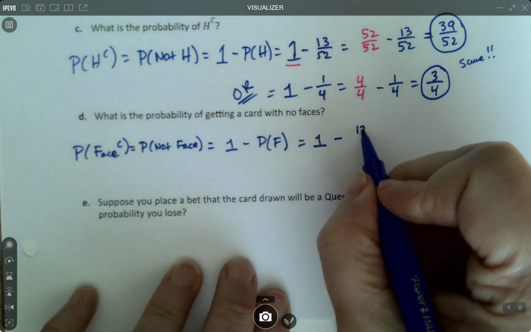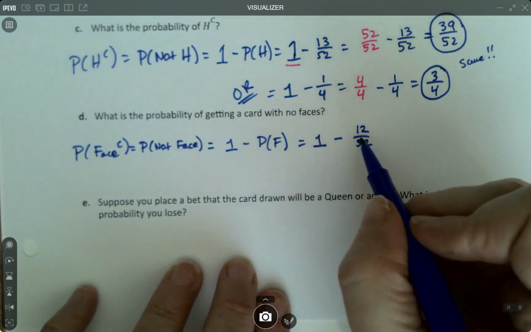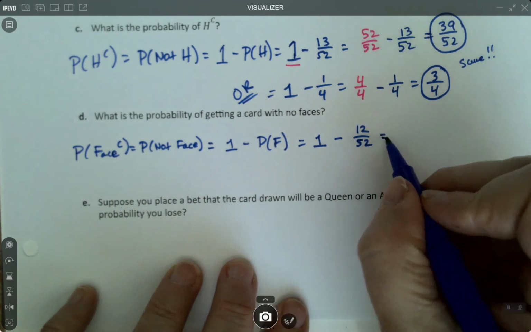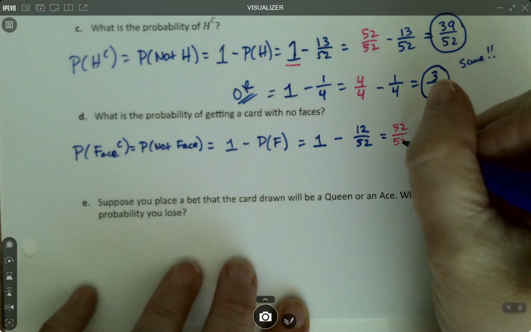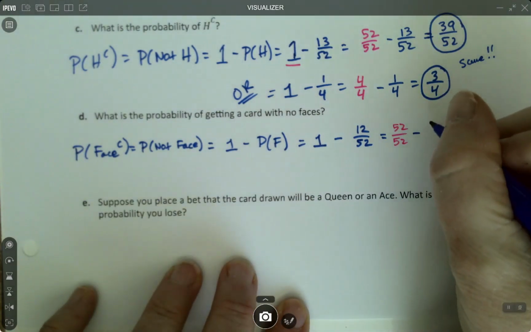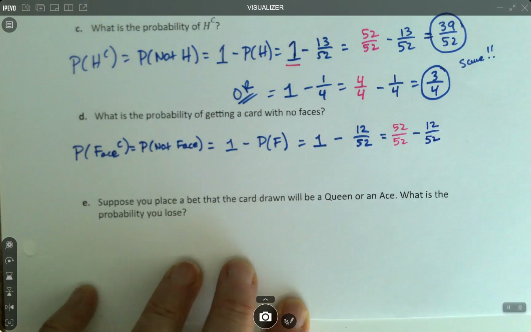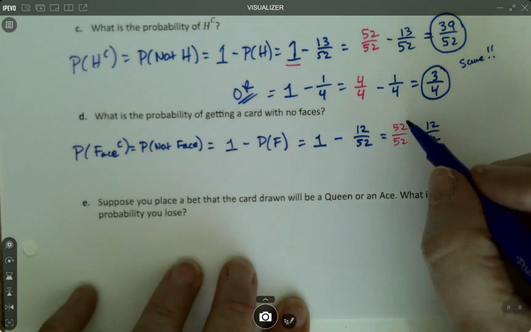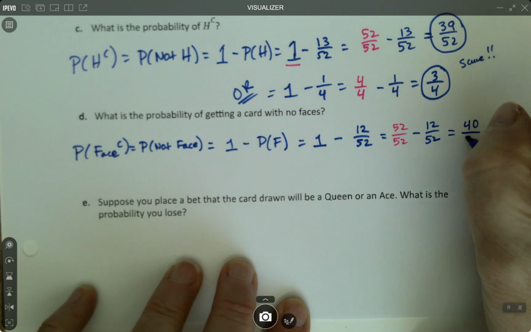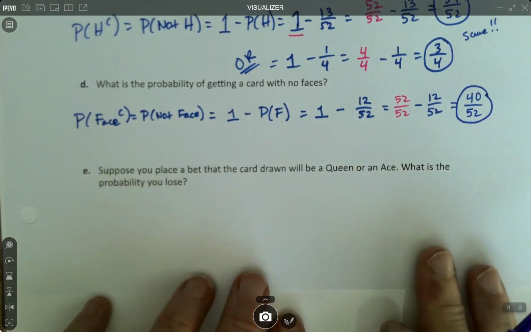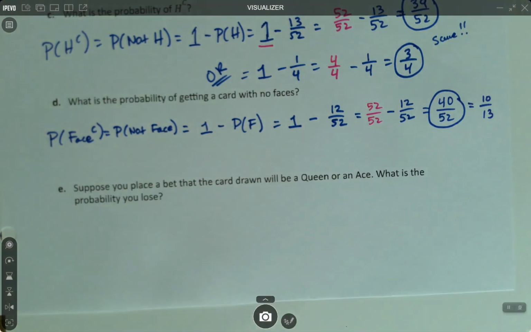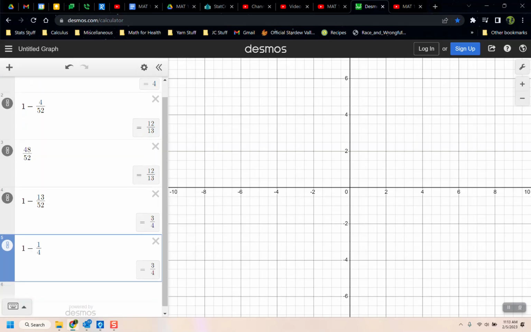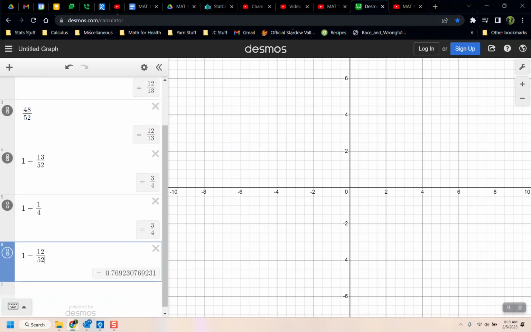So there's 12 face cards in the deck, right? King, queen, and jack for the 4 suits. So I would turn that into 52 out of 52. And again, I usually do that in my head. Even if I do show work, I generally don't show the 52 out of 52. I just kind of think about it. Think, okay, well, there's a deck. It's got 52 cards. If I take away the 12 face cards, there's 40 remaining non-face cards, which would be 10 out of 13 if you did a reduced fraction. I can prove it. 1 take away 12 out of 52 is 10 out of 13.